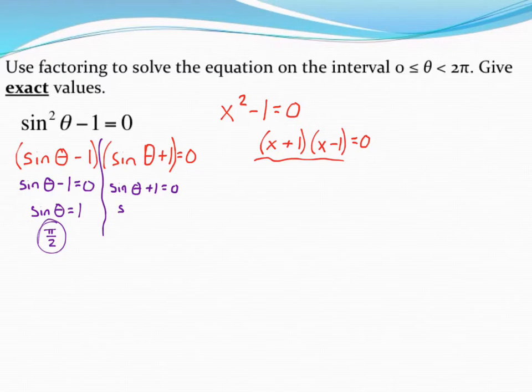On the other side then of that line, I'd have sine of theta equals negative 1. And again, looking for that ratio in the sine column, I can see that 3 pi over 2 is also a solution. So two answers for this equation.